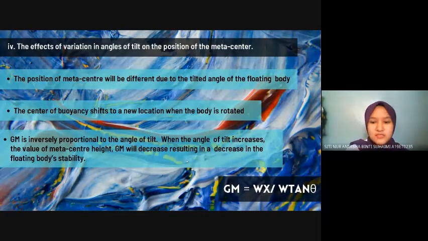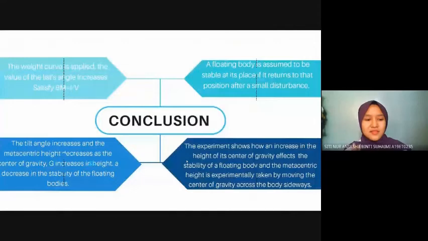Okay, next. So this is the effects of variation in angles of tilt on the position of the metacenter. The position of the metacenter will be different due to the tilted angle of the floating body. The center of buoyancy shifts to a new location when the body is rotated. GM is inversely proportional to the angle of tilt. When the angle of tilt increases, the value of metacenter height GM will decrease, resulting in a decrease in the floating body stability. This depends on the equation, which is GM equals Wx over W tan theta. Okay, that's all. Then I will pass to Pavi.